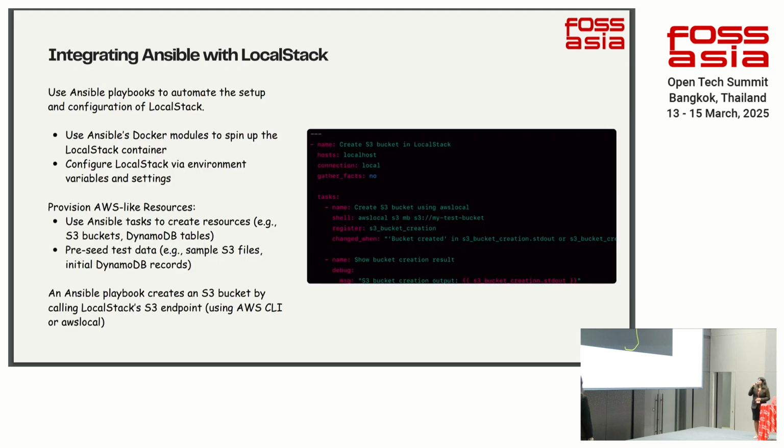So yeah, integrating Ansible with LocalStack. We use Ansible playbooks to automate the setup and configuration of LocalStack. Ansible is used to provision AWS resources, and it uses Ansible tasks to create the resources, S3 buckets, DynamoDB tables, and you can preset the data in this Ansible playbook, create files, and so on. You can create a LocalStack container using Ansible by defining specific tasks here.